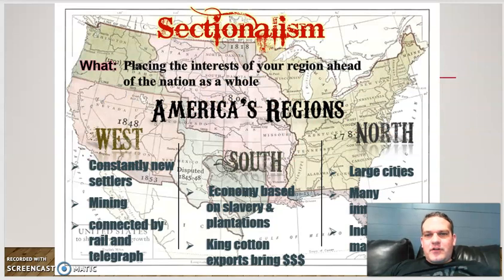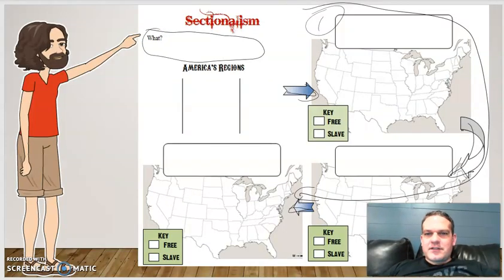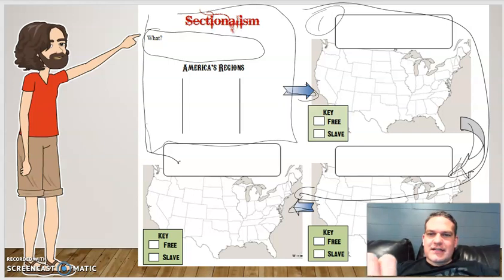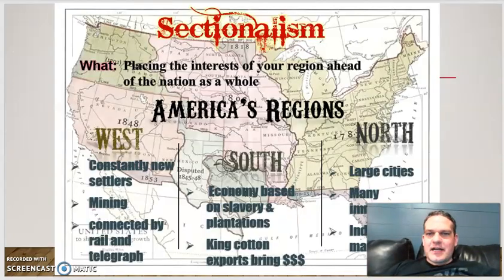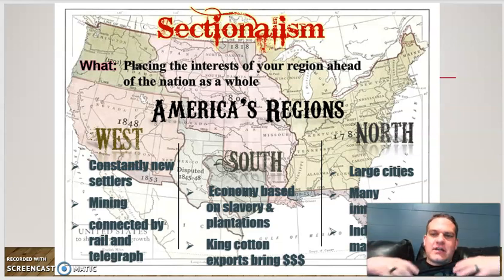All right, so if we look at this, this is corresponding with this first page. Let's go back here to this section right here. Oops, not that. This section is going to be this whole slide right here. So sectionalism, what? I want you next to the what, right? Placing the interest of your region ahead of the nation as a whole. So your section is better than everybody else's section.